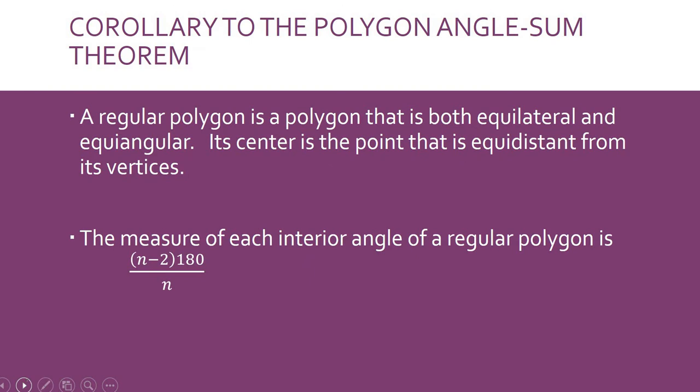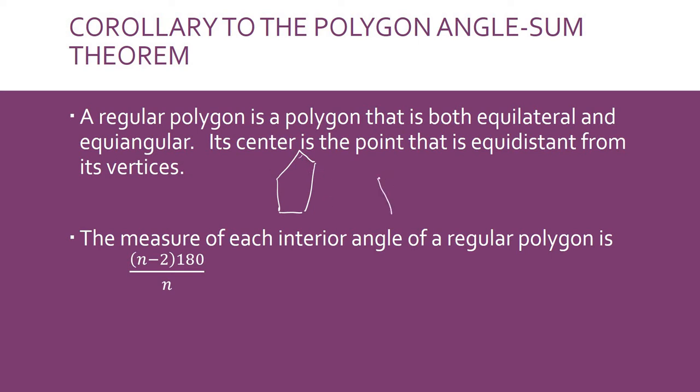The corollary to the theorem. A regular polygon is a polygon that is both equilateral and equiangular. Its center is the point that is equidistant from the vertices. So again, I could draw any old pentagon, but it's not regular. The angle measures are different. We can see that this one's bigger than this one. The side lengths are different.